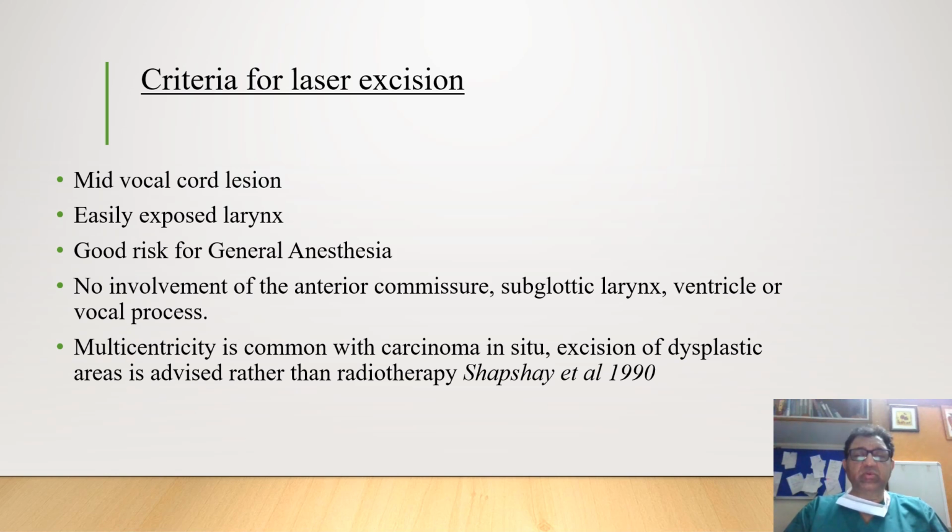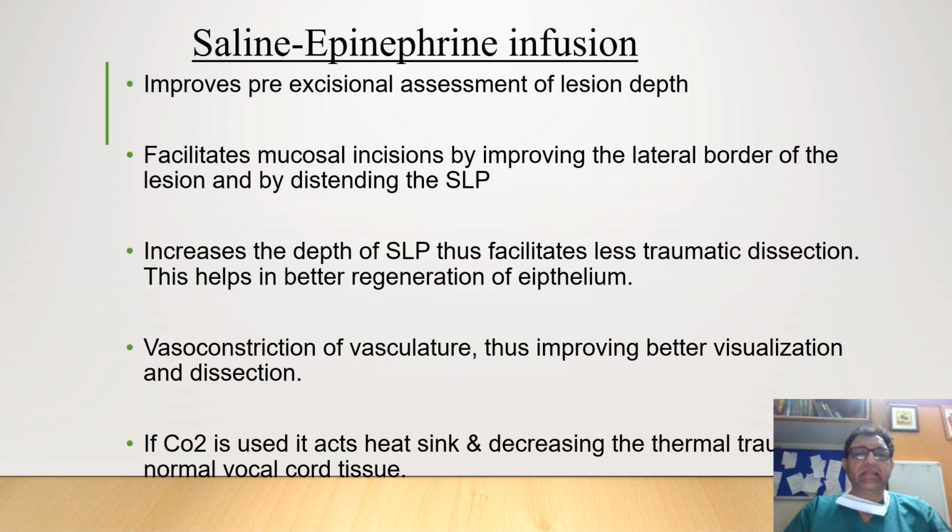Multicentricity is common with carcinoma in situ. Excision of dysplasia is advised rather than radiotherapy. So for superficial spreading tumor at multiple sites, TLM, transoral laser microsurgery, is better than radiotherapy. The technique known as hydrodissection uses a saline epinephrine infusion, and it helps in delineating the tumor very well. It acts as a heat sink and it prevents bleeding there. And tangential dissection is easier if you use a saline epinephrine infusion there.